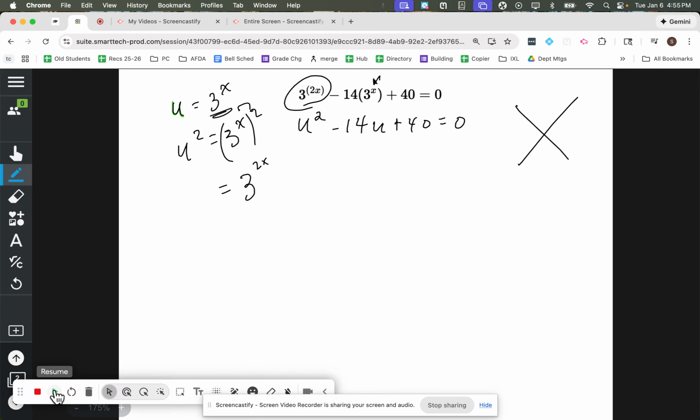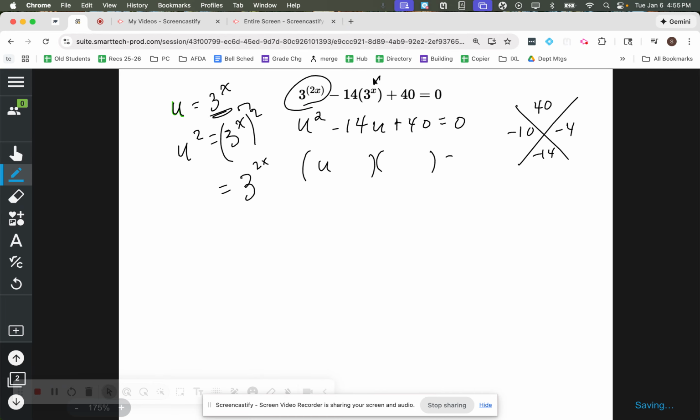Okay, so let's solve this. Let's factor. So we got 40 on top, negative 14 on the bottom. So I think we can work with negative 10 and negative 4. So factored, we got u minus 10. There's nothing here, so I can just go ahead and plug these values in. And u minus 4. So solving for u, u can be 10, which will make that 0. U can be 4. Okay, so these are two solutions to this equation.